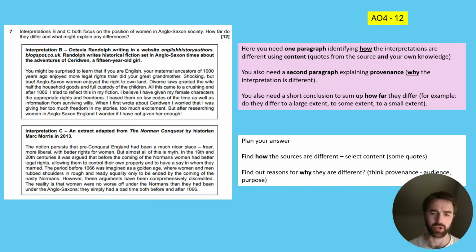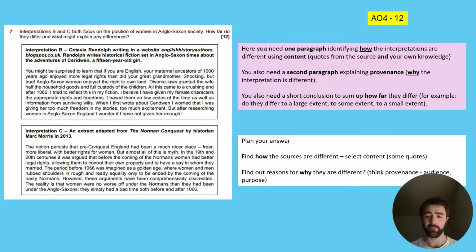Let me just read out the question here because I'm getting ahead of myself. So 12 marker will always ask you to tell the difference between two interpretations, judge how different they are on a specific topic, and explain why they might be different. So this question, interpretations B and C both focus on the position of women in Anglo-Saxon society. How far do they differ, and what might explain any differences?